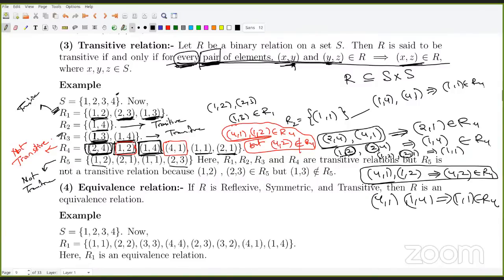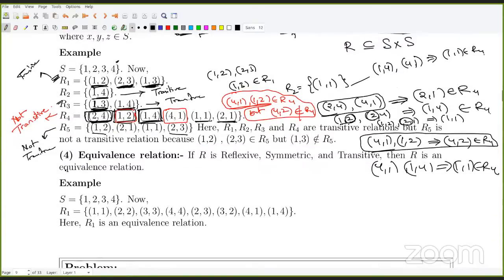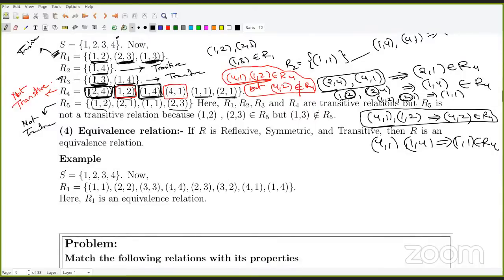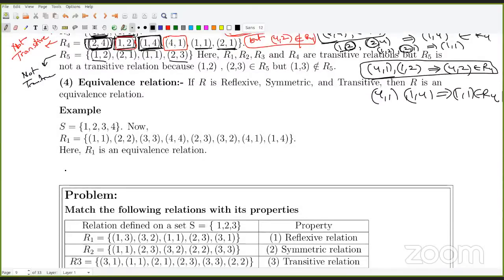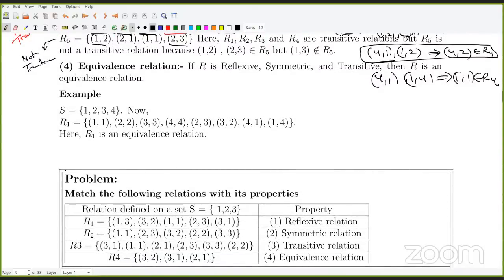Okay. Now we know reflexive, symmetric, transitive. If you combine all these three, that is equivalence. If a relation is reflexive, symmetric, and transitive at the same time, then that particular relation is called an equivalence relation. So this is one example. For reflexive, you need to check whether (1,1), (2,2), (3,3), (4,4) are there in your relation.